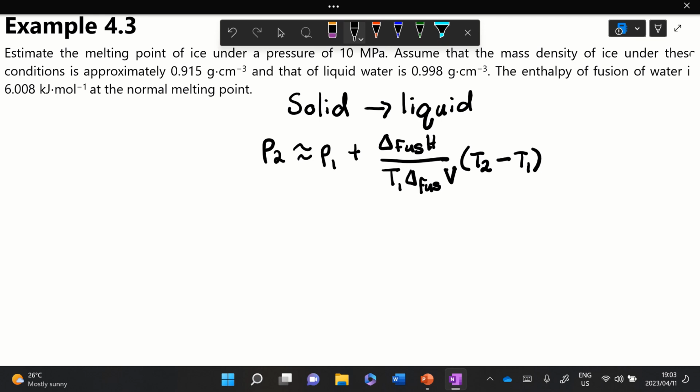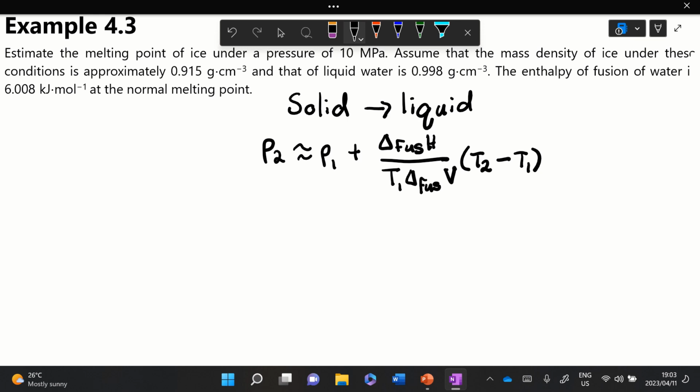So the most important fact is that you understand the distinction. When we're dealing with solid to liquid or liquid to solid changes, then we use this equation, or when we're dealing with liquid to vapor or vapor to liquid transitions, then we're dealing with the other Clausius-Clapeyron equation. Right, so that's what we need here.